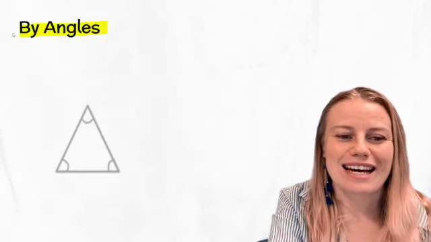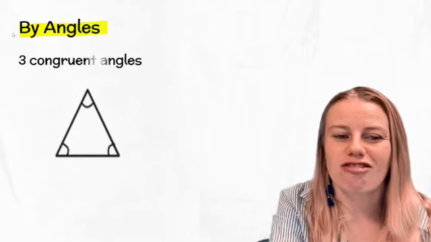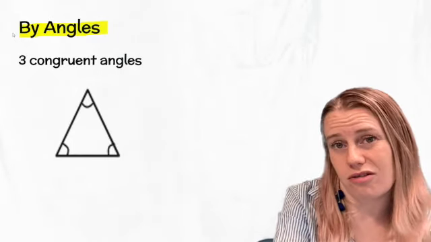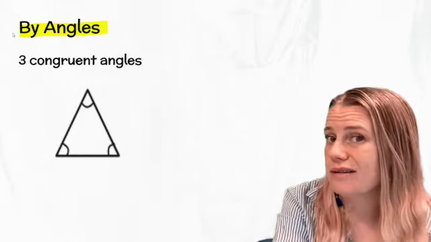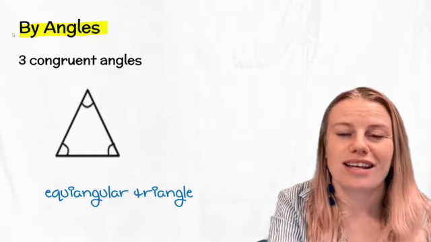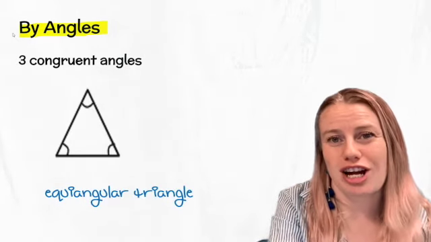If we have a triangle with 3 congruent angles, that means that they're all the same, then we've got an equiangular triangle.